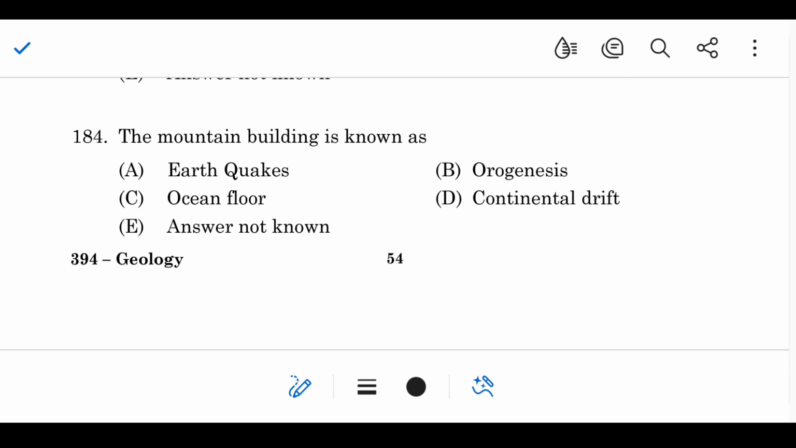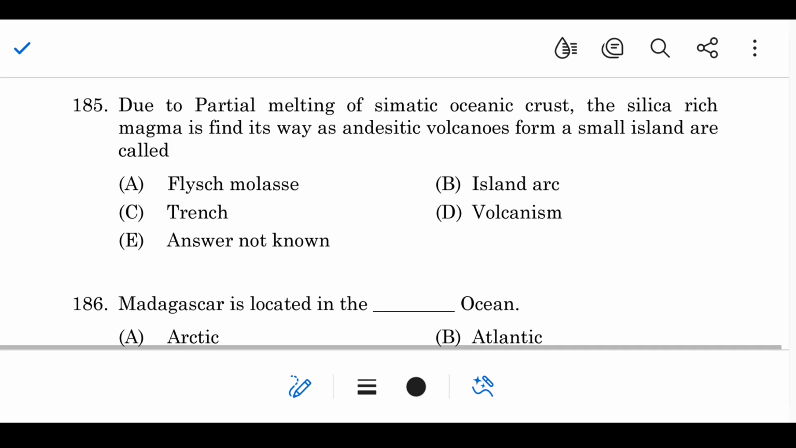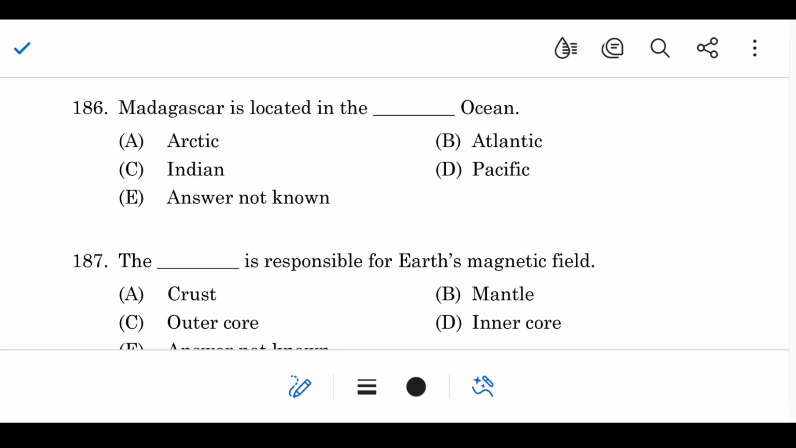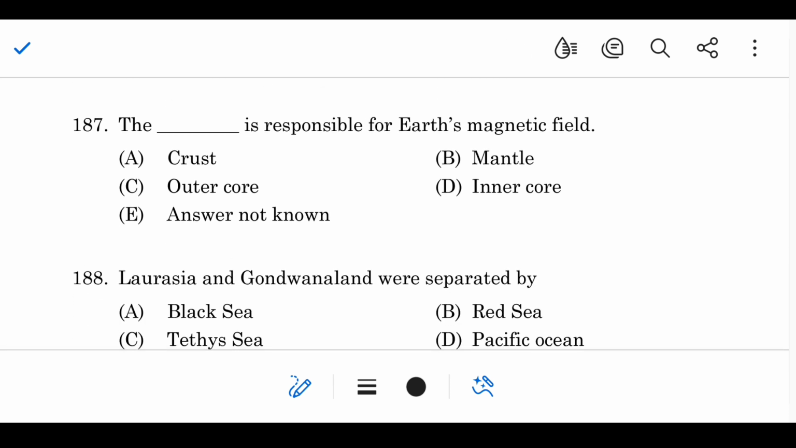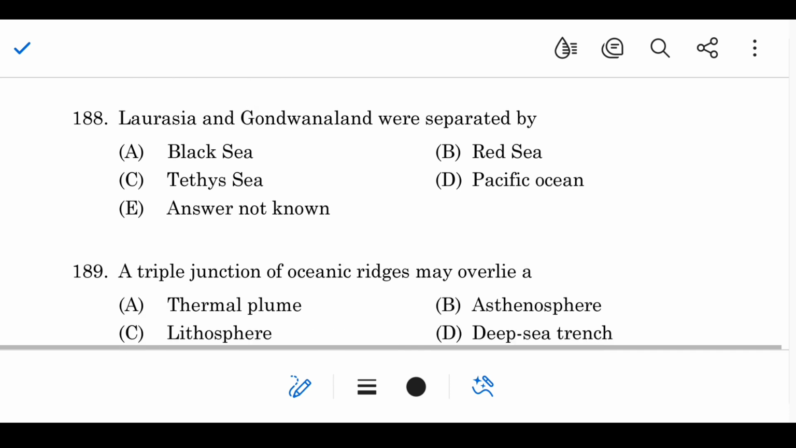Mountain building is known as orogenesis. Due to partial melting of basaltic oceanic crust, silica-rich magma is found in andesitic volcanoes that form small islands called island arc. Madagascar is located in the Indian Ocean. 87. The outer core is responsible for Earth's magnetic field. So the outer core is also important.